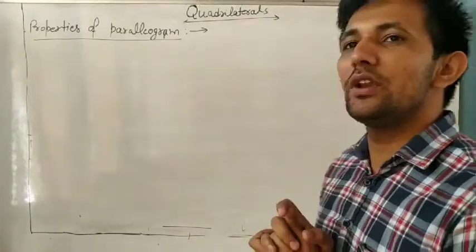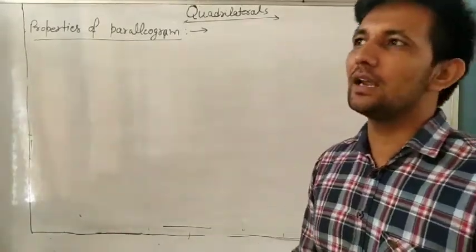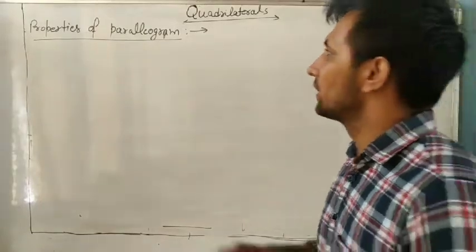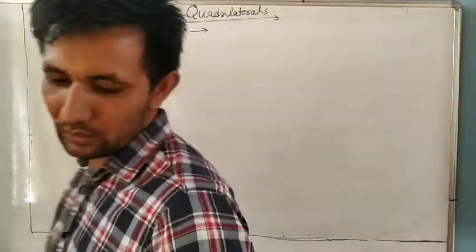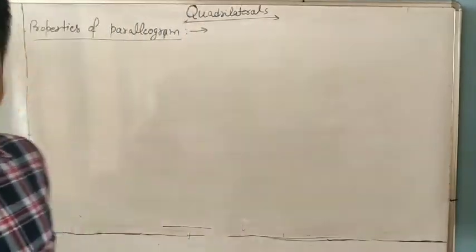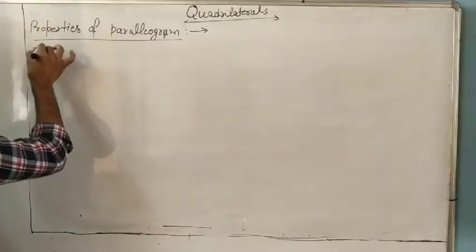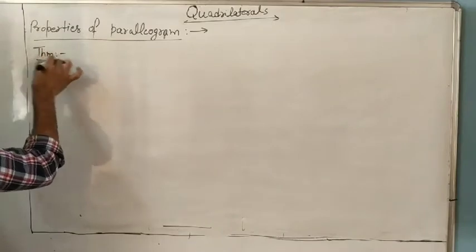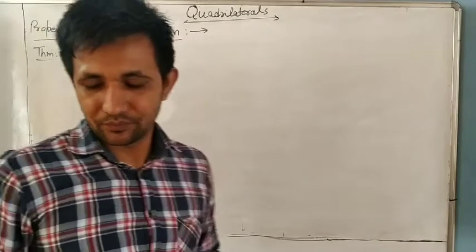In a parallelogram we know opposite sides are equal. We will prove it. Okay. So now the first property of parallelogram, page number 139. The first theorem we will discuss. What is the theorem?